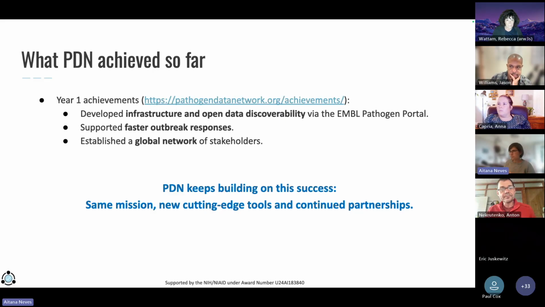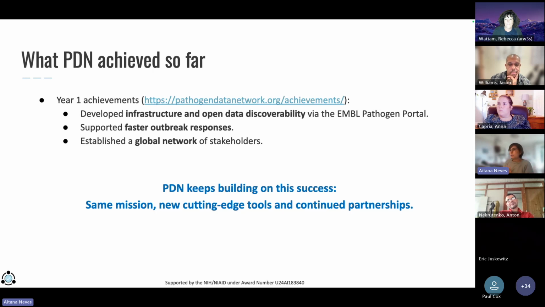And we also work towards establishing a global network of stakeholders, and notably this vision of having a global network of scattered pathogen portal nodes. This is something that we could start with already, with pathogen portal nodes that have been established in Central and Latin America, in Africa, and also in Asia.